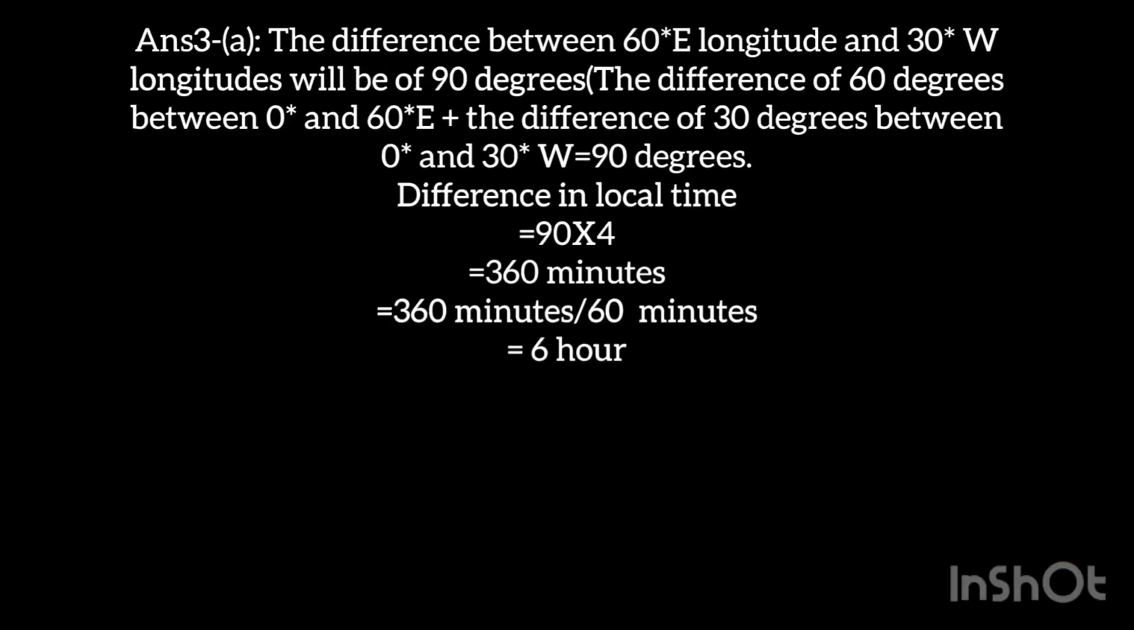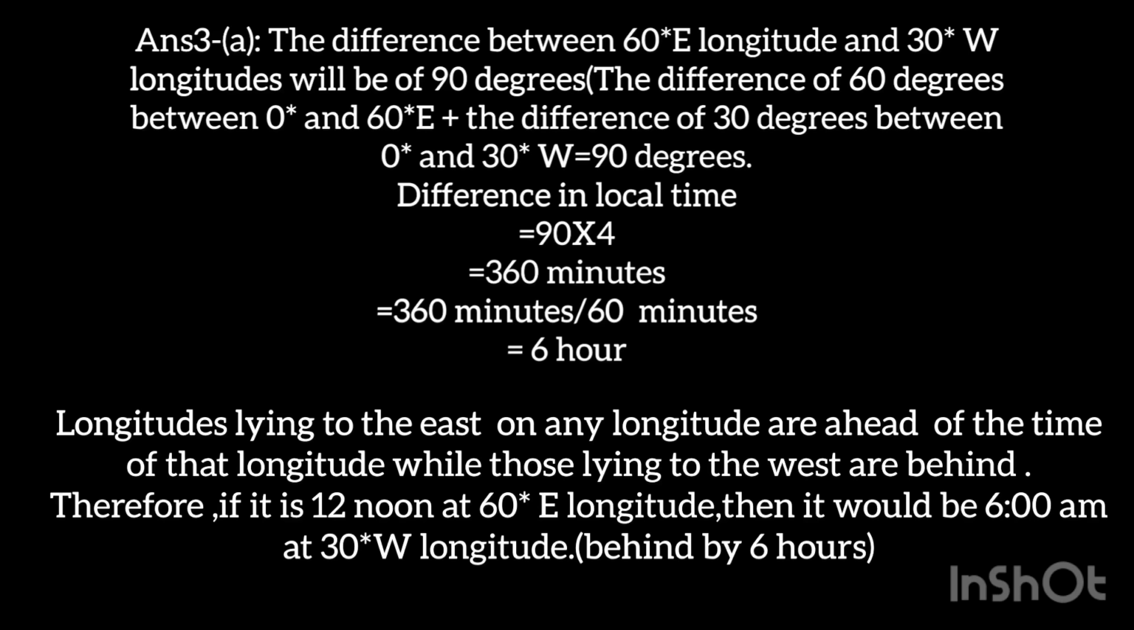The difference between 60 degree east longitude and 30 degree west longitude will be 90 degrees. The difference of 60 degrees between 0 degree and 60 degree east, plus the difference of 30 degrees between 0 degree and 30 degree west, is equal to 90 degrees.